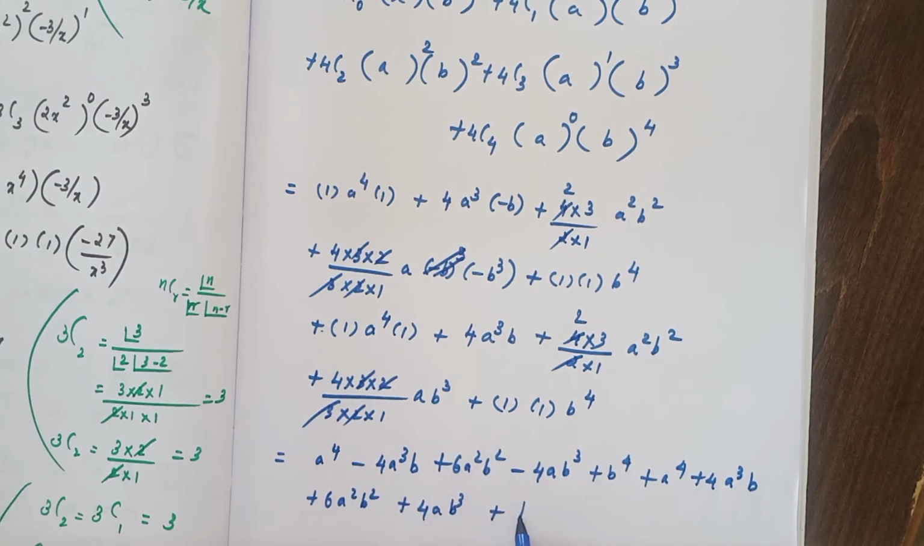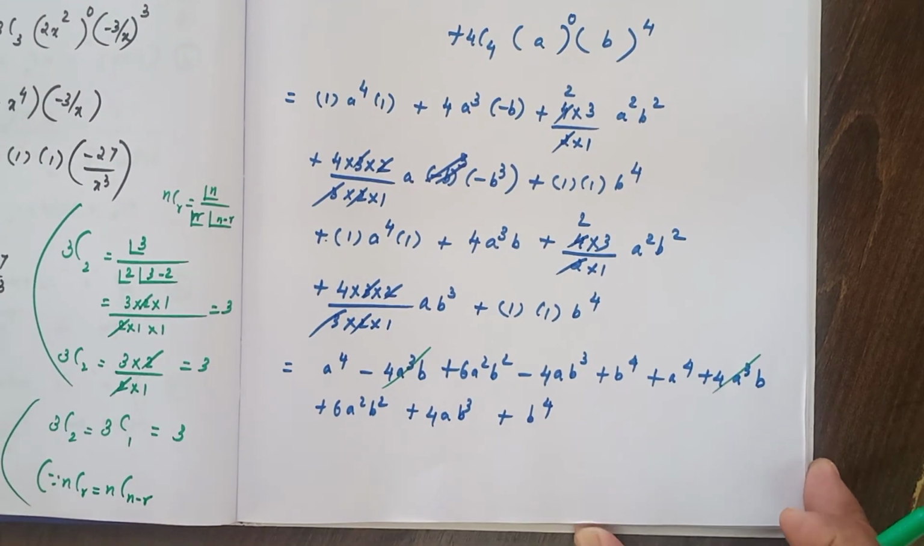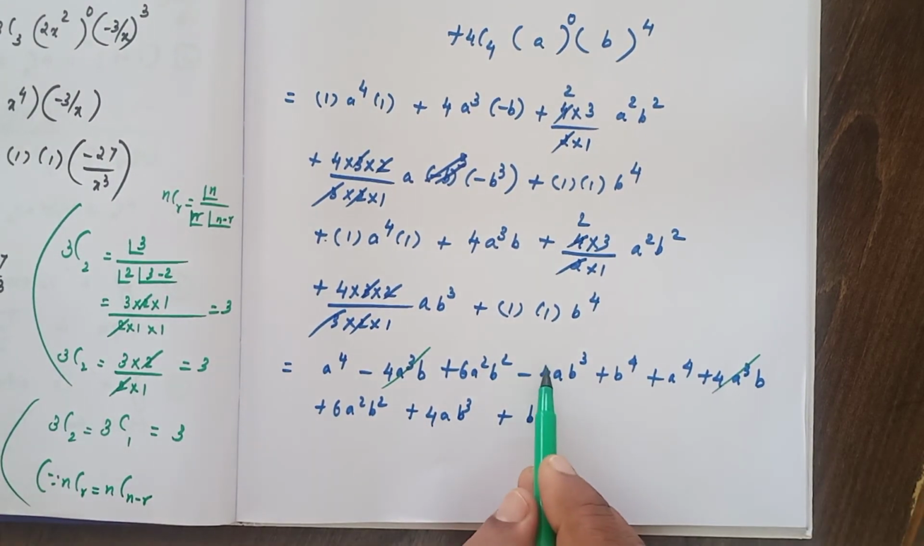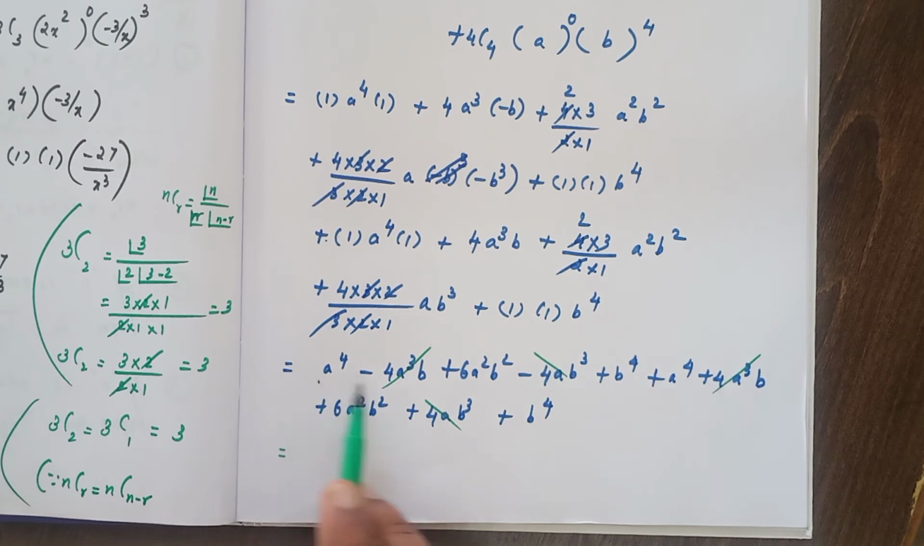Finally, 1 into 1 into b power 4 is b power 4. Now we can cancel: minus 4 a cube b and plus 4 a cube b get cancelled. Next, minus 4 a b cube and plus 4 a b cube get cancelled. That's all. That is equal to a power 4 plus a power 4, 2 times, b power 4 2 times, and 12 a square b square.